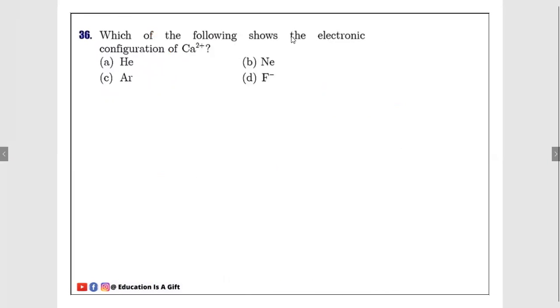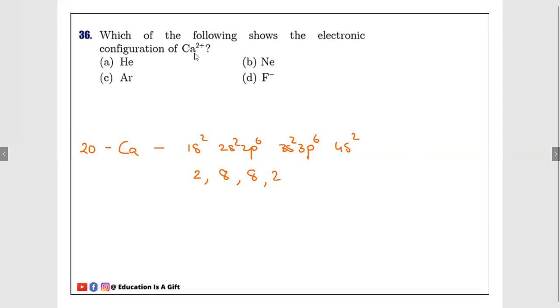36. Which of the following shows the electronic configuration of Ca2+? First of all, you have to go with the Ca. Argon, potassium, calcium, it is 20. If you write the electronic configuration, 1s2, 2s2, 2p6, 3s2, 3p6, 4s2. Here 2, 6 plus 2 is 8, 6 plus 2, 8. Here 10, 18, 2.